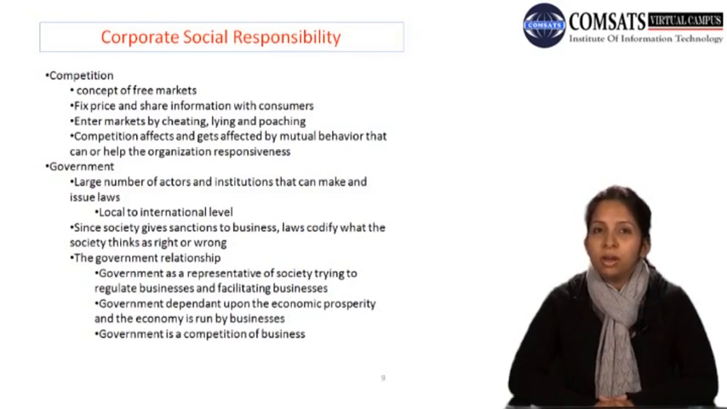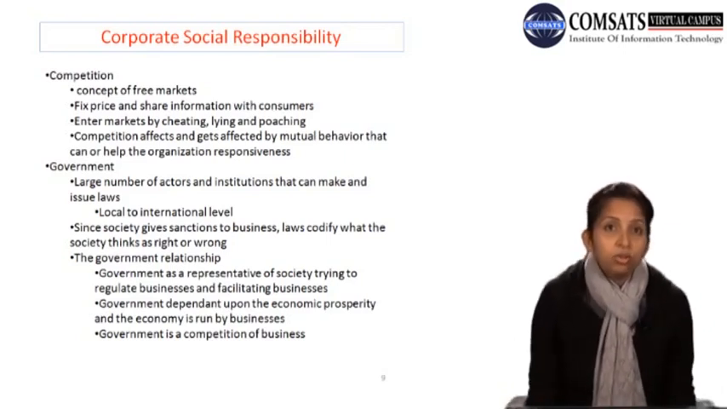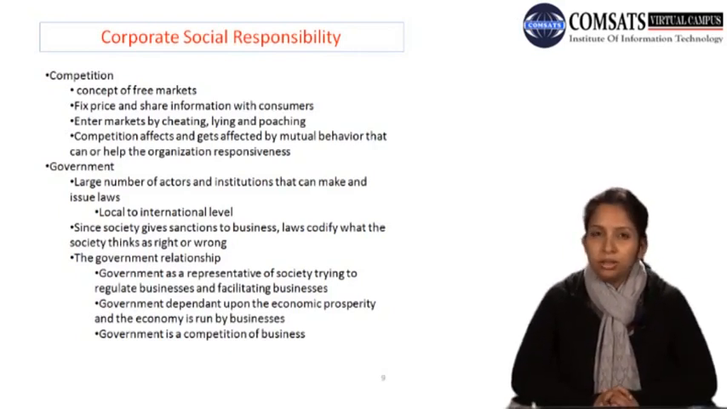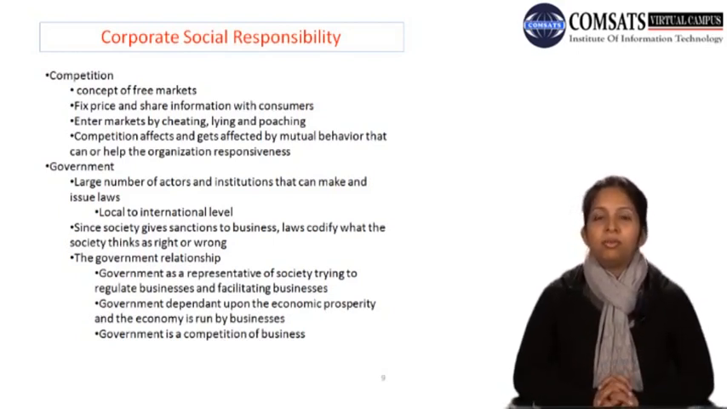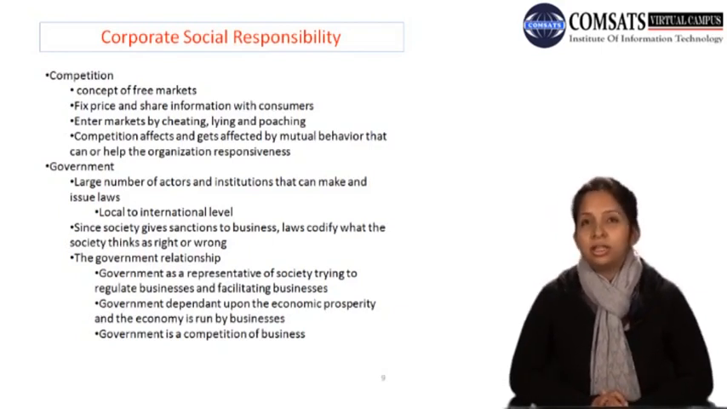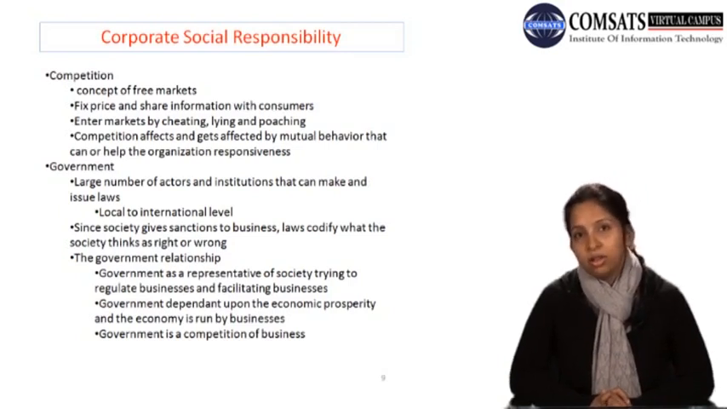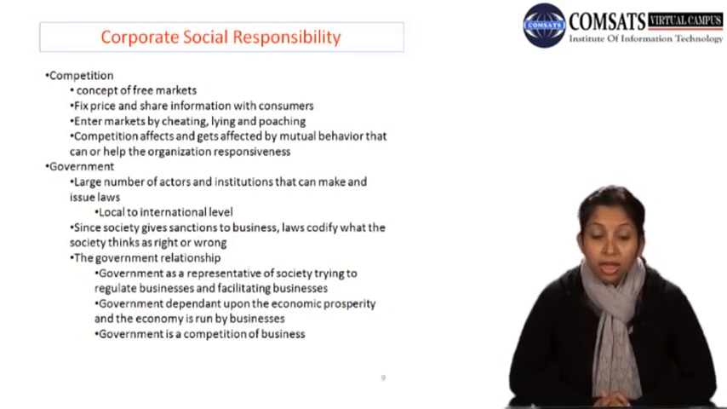If there's healthy competition among businesses, then that's going to result in more innovation, in more creativity, and in more ideas. On the other hand, if there's going to be unhealthy competition in the market, then that is going to result in lying and cheating and unethical practices and activities which are not going to be just and which are not going to be right. So that means ke competition again can either positively or negatively affect a business. Positively affect karega agar achha healthy competition hoga, or negatively affect karega agar healthy competition nahi hoga.